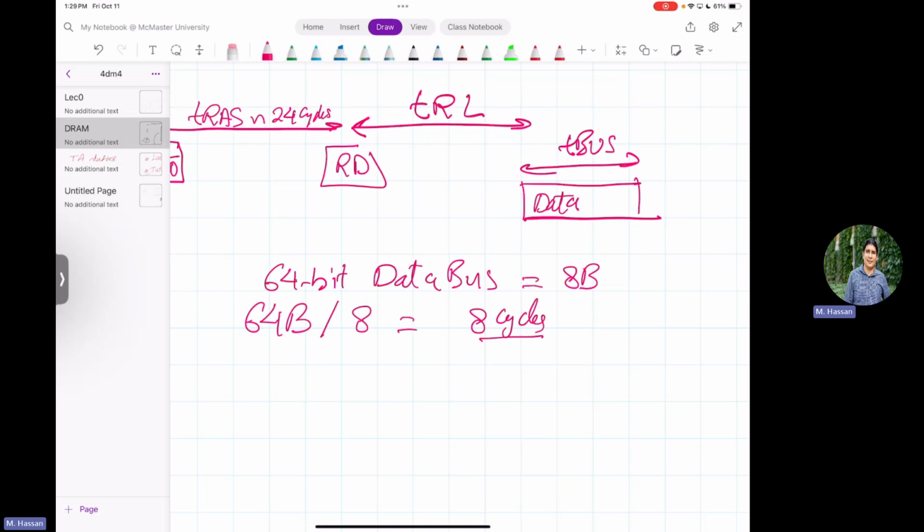Good. The nice thing in DRAM is you take less than 8 cycles. And the reason is our DRAMs are called DDR DRAMs, double data rate DRAMs.